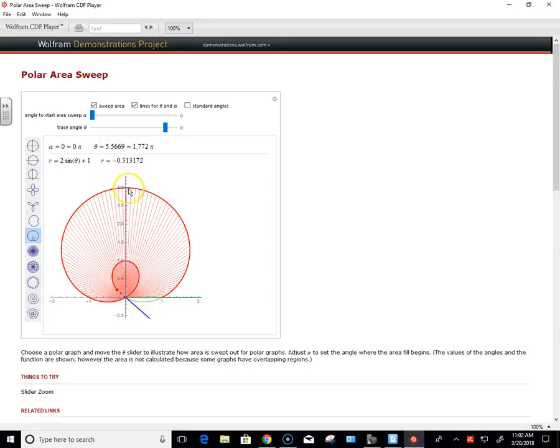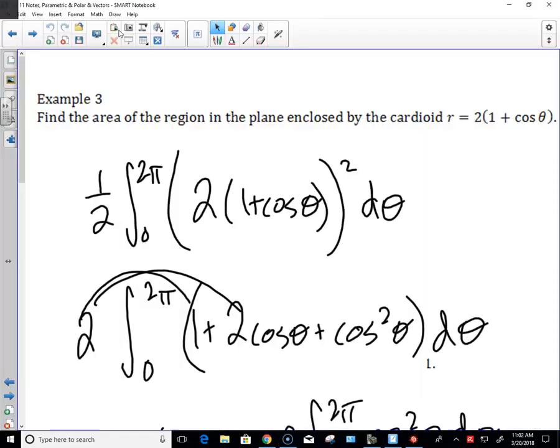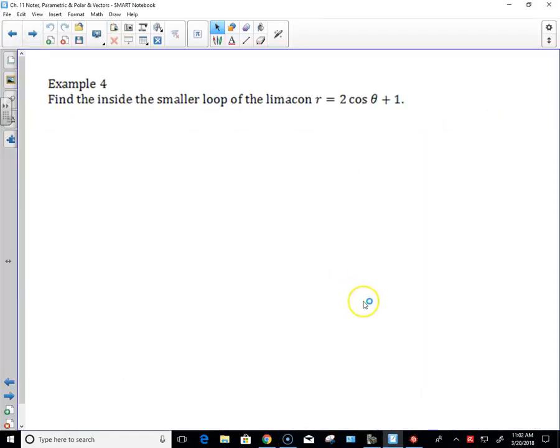So either I could choose here and go all the way and then double it, or I would have to do the entire thing and then subtract the inner loop, right? Interesting. Okay, let's go back. Nope, not to that. What do we do on this guy?